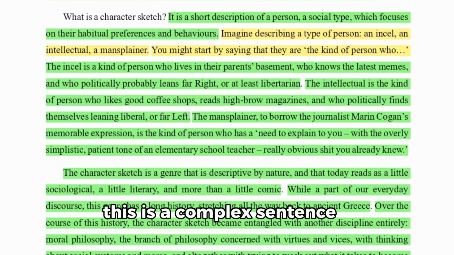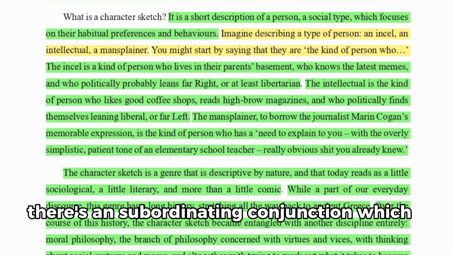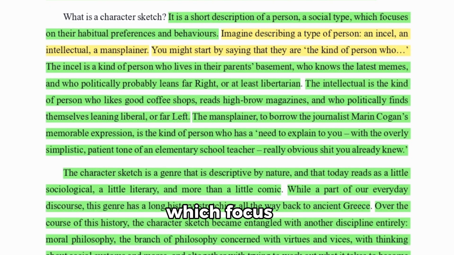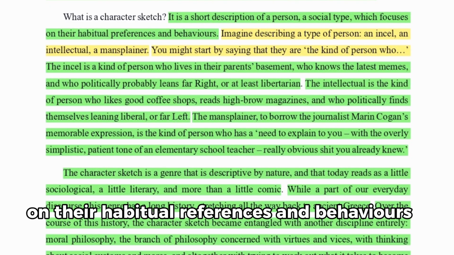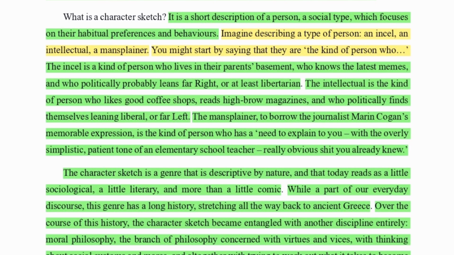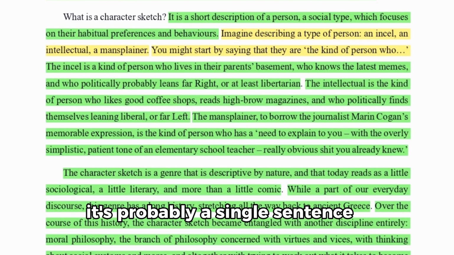This is a complex sentence. There's a subordinating conjunction, which focuses on their habitual preferences and behaviors. Next, imagine describing a type of person, an intellectual, a mansplainer. It's probably a single sentence.